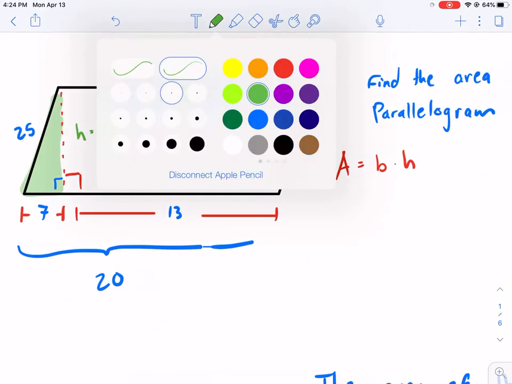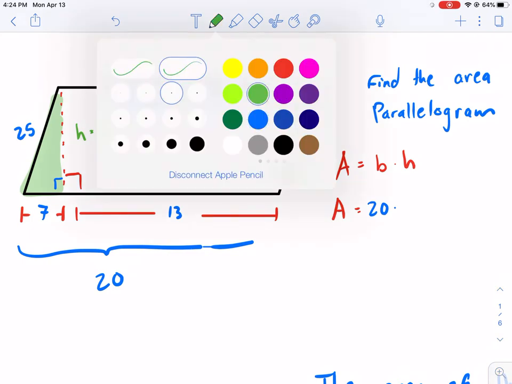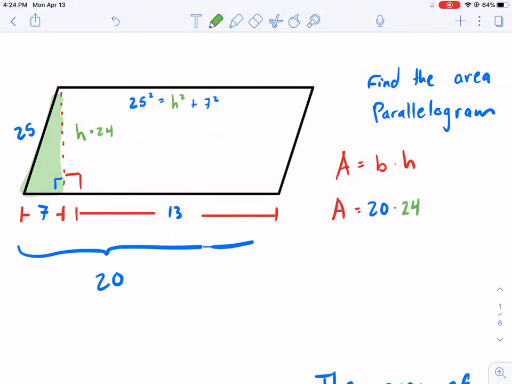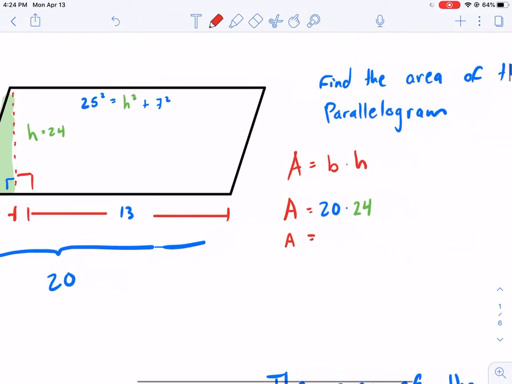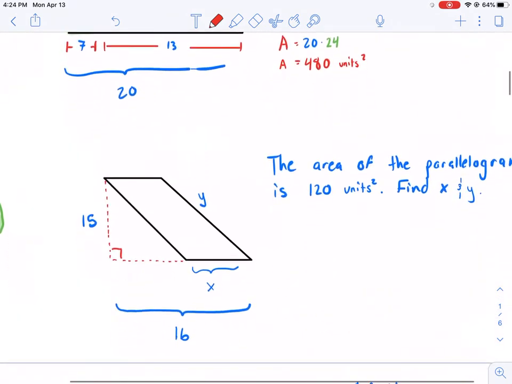Now we're ready to input this into our area formula. So area equals the base, which is 20, times the height, which is 24. I can easily do this in my head, and I encourage you to try this as well. We're going to take off the 0. Imagine that it's 2 times 24. 2 times 24 is 48. There's an extra 0 with the 20, so we're going to add that on to 48 to come up with 480. Don't forget the units. Units squared. It's a measurement of area, so we need to square those units.